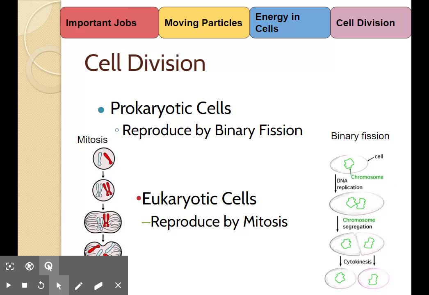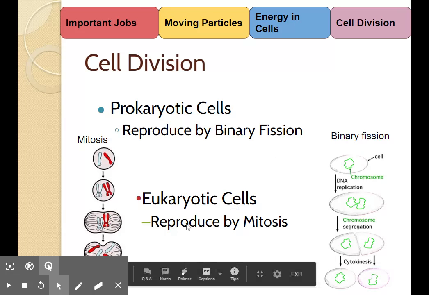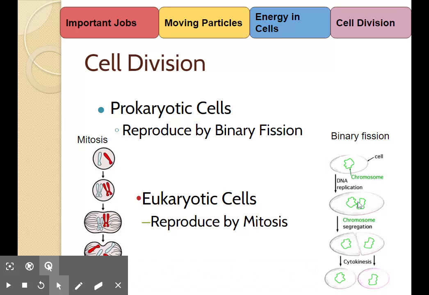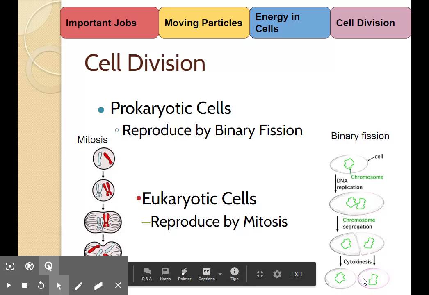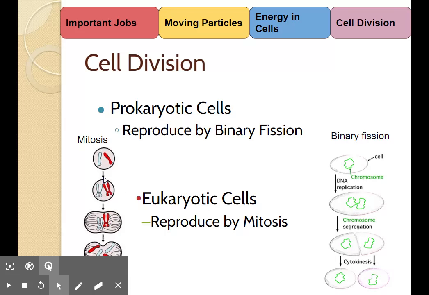So now we talk about cell division. There's a couple of different ways that cells divide. The first one we're going to talk about is how prokaryotic cells divide. Prokaryotic cells divide very simply. They reproduce by binary fission, and eukaryotic cells reproduce by mitosis. Binary fission simply is one cell starts to replicate itself or divide, and it turns magically into two cells. It's very simple. It makes a copy of itself. It's identical. Over here, it's a little more complicated.